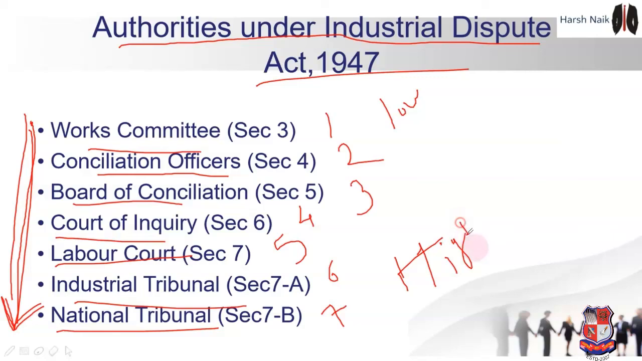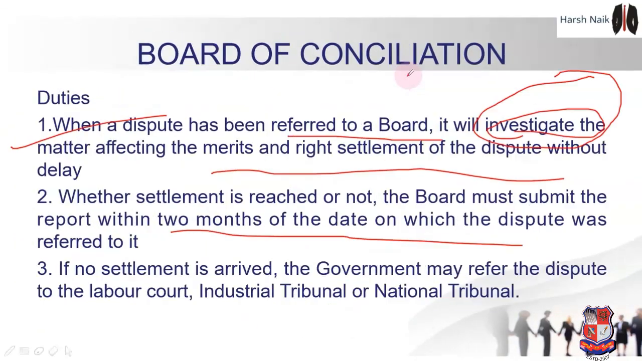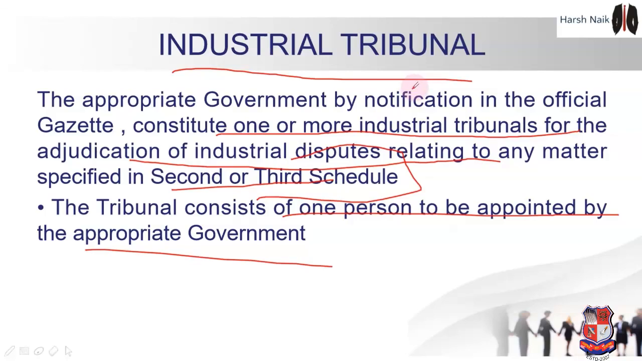Those are included in the industry, right? So you need to start from the zero level, that is the works committee, and you need to go to the national tribunal. So there is one kind of hierarchy that you need to follow while you are solving an industrial dispute, right? So this was all about the Industrial Disputes Act, the definition and the duties of all the different levels, right?